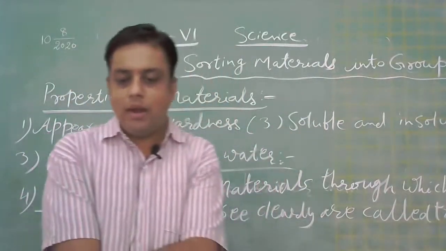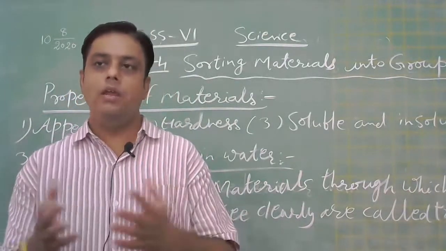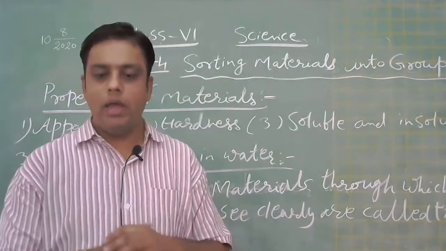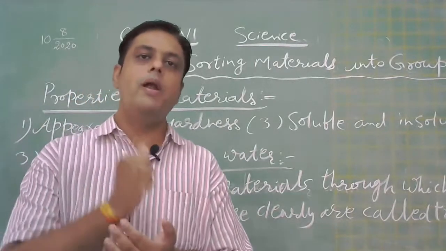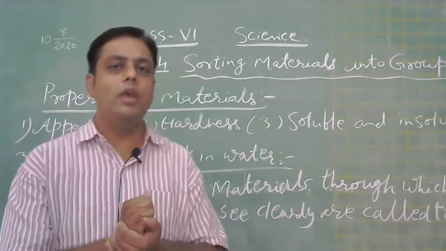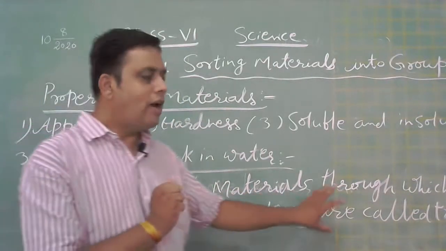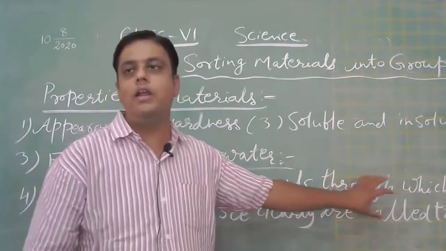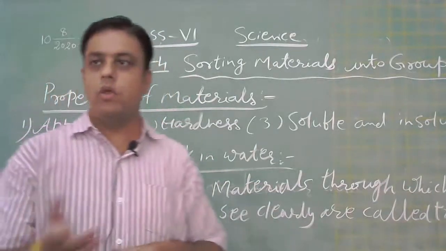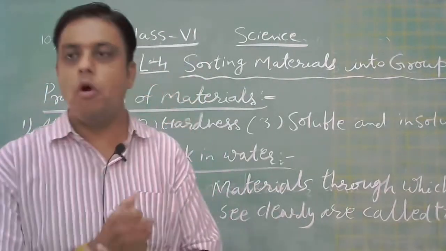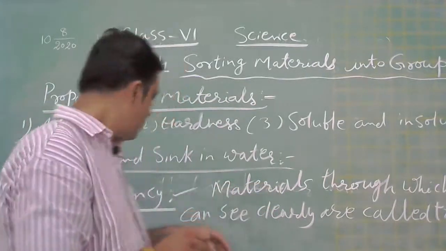And the second word is transparency. What is the quality of the material? What is the meaning of the property of a material through which you can see clearly? The property of a material through which you can see clearly is called transparency. Transparent is the material from which you can see clearly, and that quality, that property or speciality of the material, is called transparency.